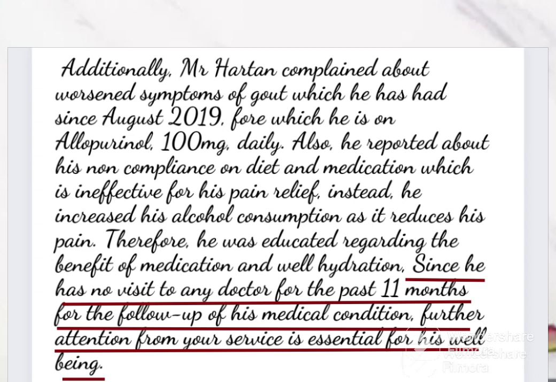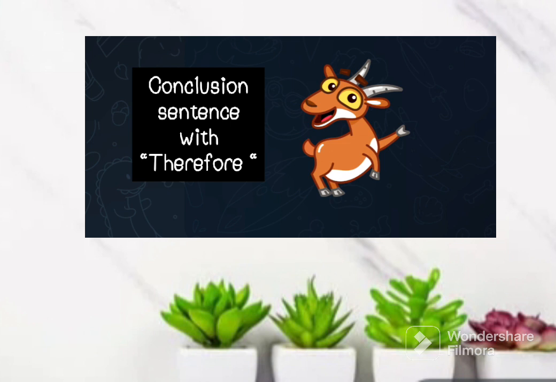So this since also you can use it for the conclusion. That means we are telling that because of this reason, she needs some active management. Since he has no visit to any doctor for the past 11 months for the follow-up of his medical condition, that means still he has that medical condition persisting. So further attention from your service is essential for his well-being. Okay, so here they need active management. There is one problem that exists. You can use since.